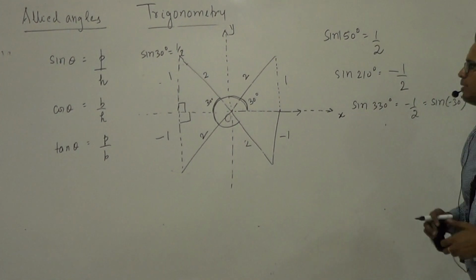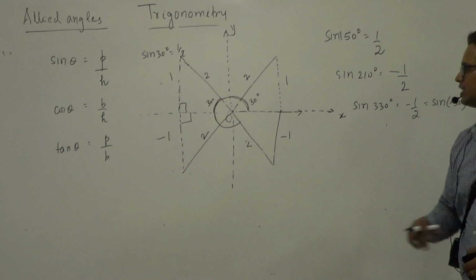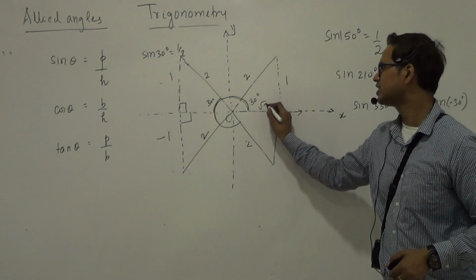Now in the very same example, I would like to find cos 30 as well. Let's see. Start with this triangle. By the way, this is 2, this is 1, this is root 3.